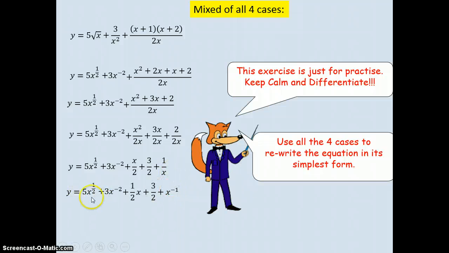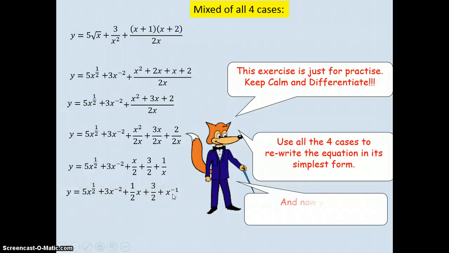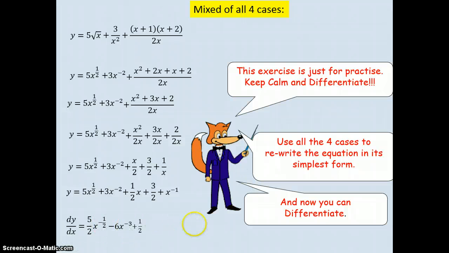And now we differentiate, because each component is in terms of powers. The first one, you get 1/2 times 5 is 5 over 2, x to the power of minus 1/2, minus 6x to the power of minus 3, plus, 1/2, 3 over 2 is constant, so you get 0, and the last one is minus x to the power of minus 2.